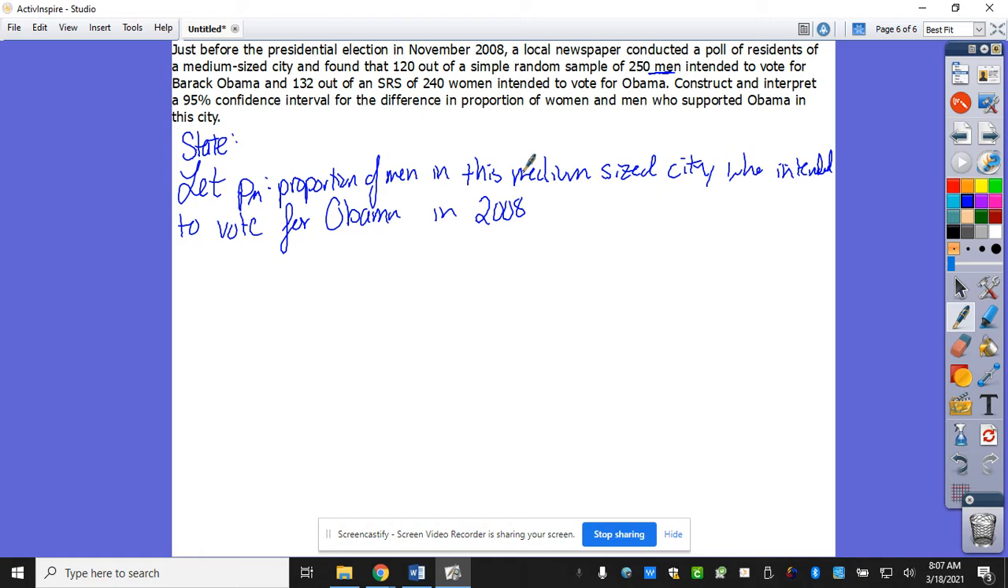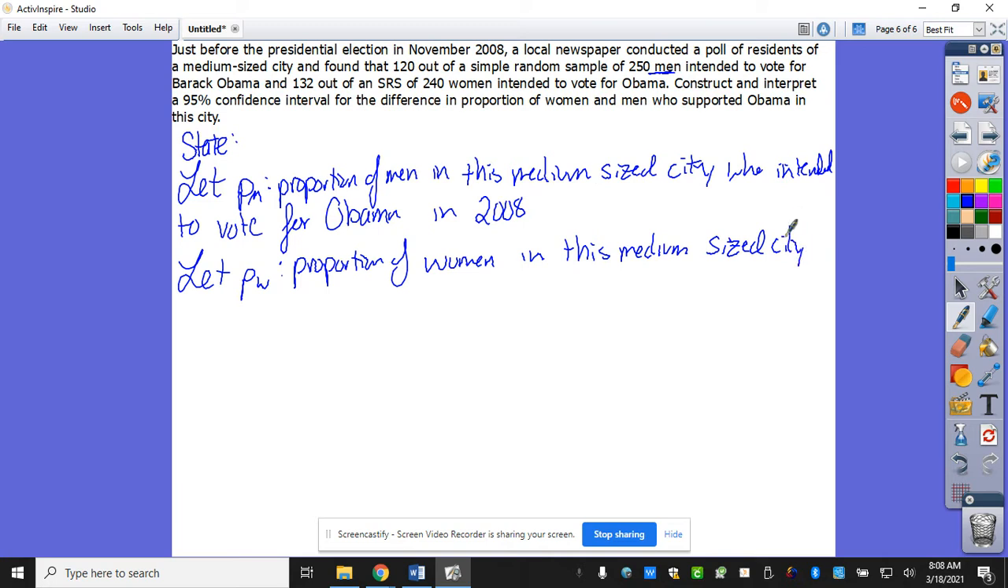Proportion of men in this city who intended to vote for Obama. So success is intended to vote for Obama in 2008. Our population is men in this medium-sized city. So then let PW be proportion of women in this medium-sized city who intended to vote for Obama in 2008.